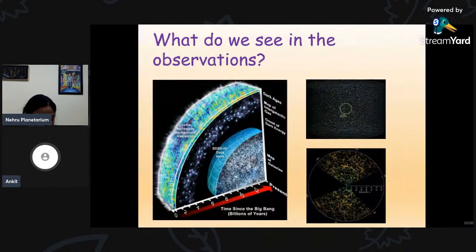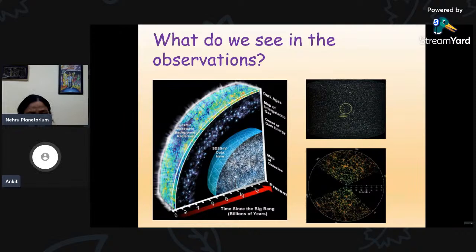So, a basic overview of what we are seeing in observation. On the left side, you can see a kind of history of the universe, and the x-axis shows the time since the Big Bang. So the Big Bang started, let's say, at t equal to zero, and we are at 14 billion years now. What we are seeing using these telescopes in various places on Earth, and using various wave bands of observation, is a small portion of the universe.